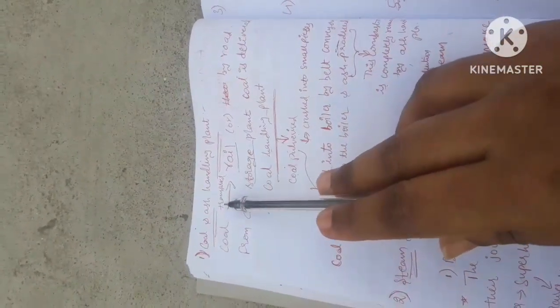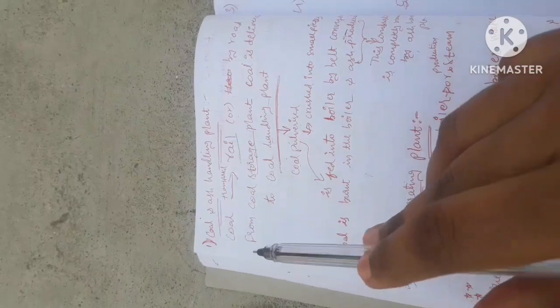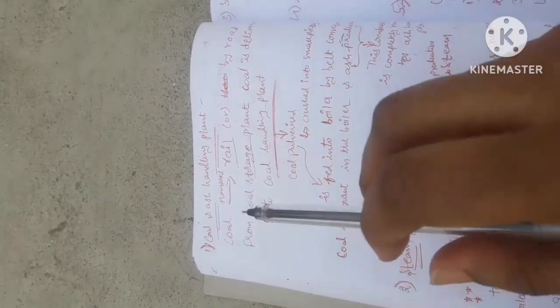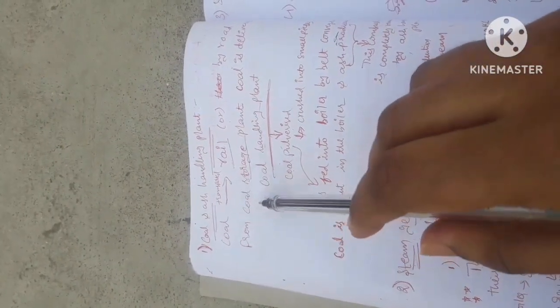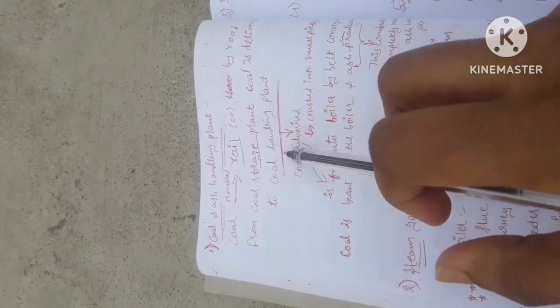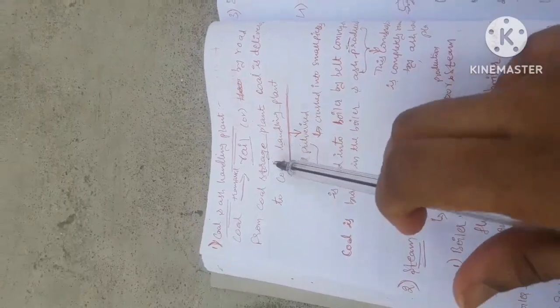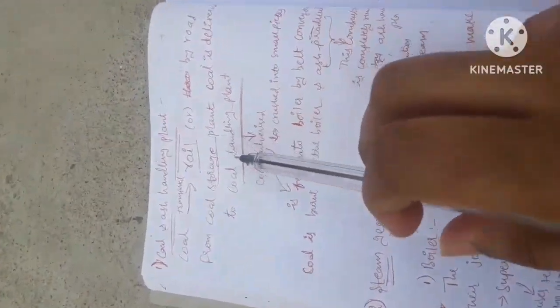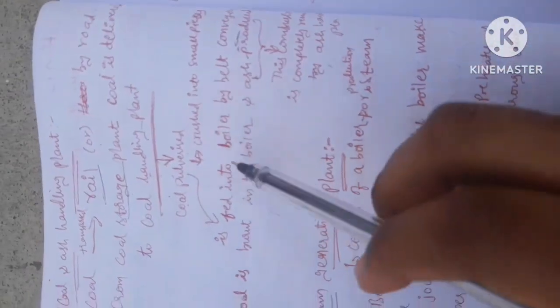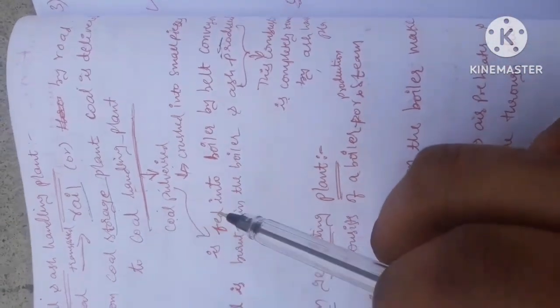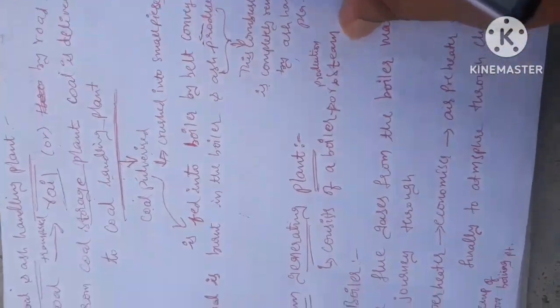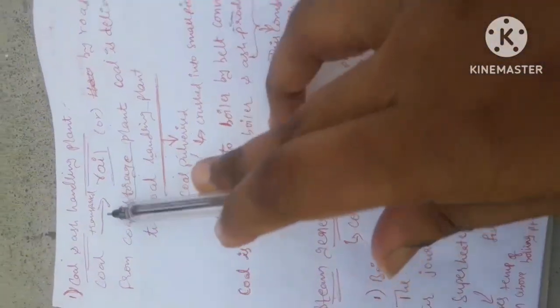Coal handling plant means where the coal is delivered from storage plant to handling plant. Ash handling plant means after the combustion of the coal, that ash is removed at the ash handling plant. This is about the coal and ash handling plant.